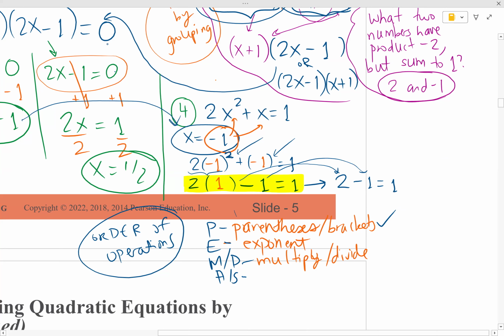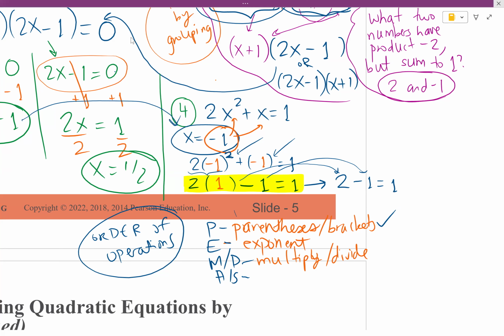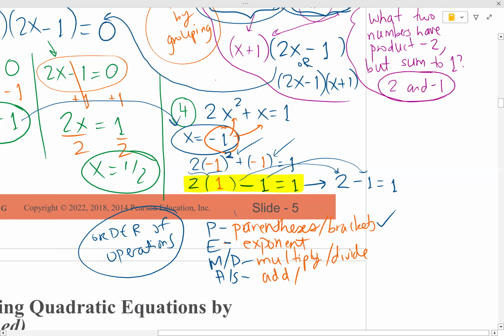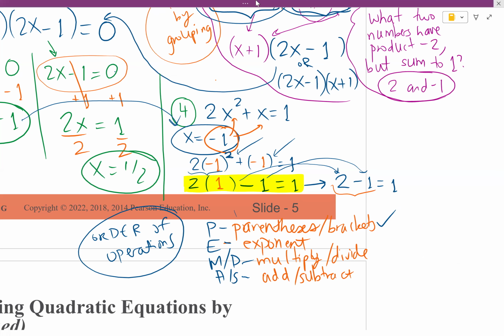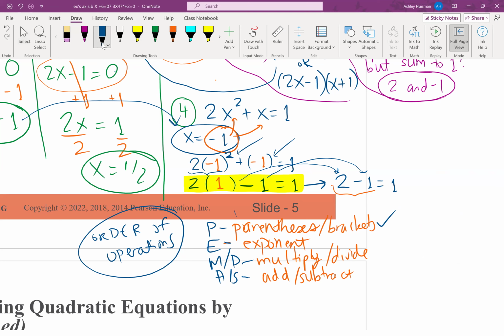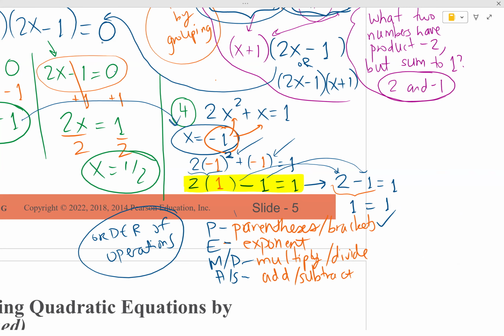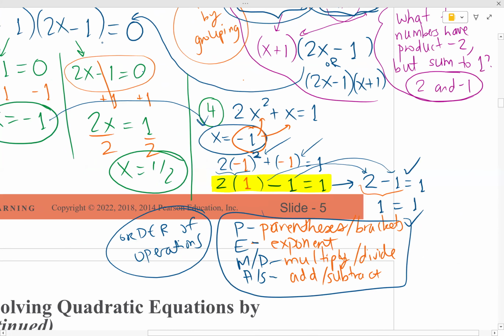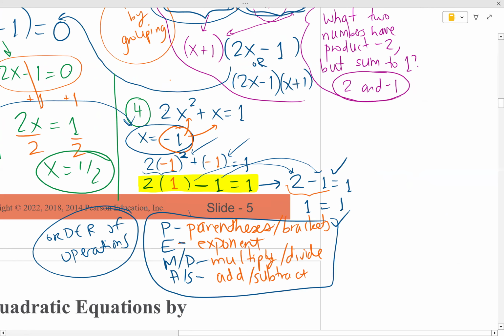And then lastly, this should be pretty simple. You need to add or subtract anything that's in common. So that's all that's left to do here on the left side. 2 subtract 1 is 1. So it looks like this is a true statement. 1 on the left is equal to 1 on the right. Check. So that means at least this solution is correct. I've done everything right on the left side of this, but I should check the other solution.